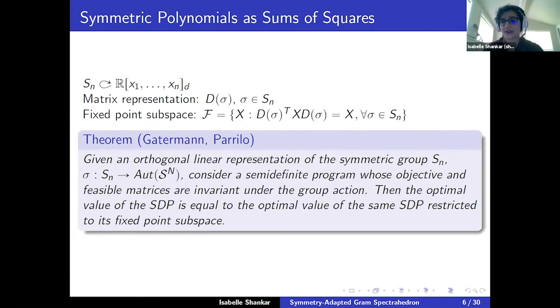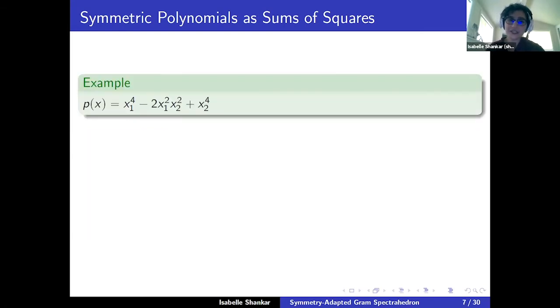And this allows us to do one of two reductions to the problem size, right? So the goal here for symmetric polynomials is to exploit the symmetry to make the sums of squares problem easier somehow. And this theorem allows us to do that. So let's go through a very small toy example. I know everyone here can factor this and see that it's a sum of one square, but let's just pretend we can't.